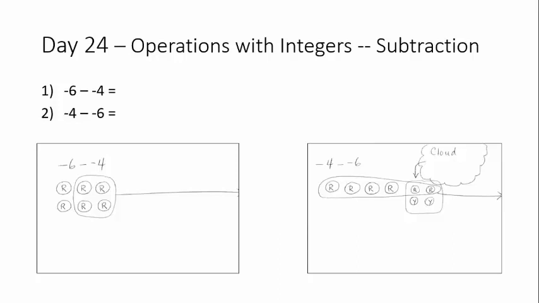I then circle the 6 red counters and draw an arrow to the edge of the page. This leaves behind 2 yellow counters. The 2 yellow counters represent the difference. That's a +2. So -4 minus -6 is +2.